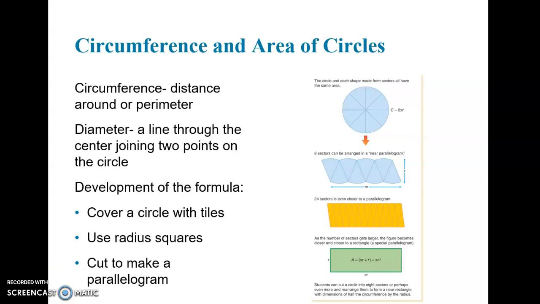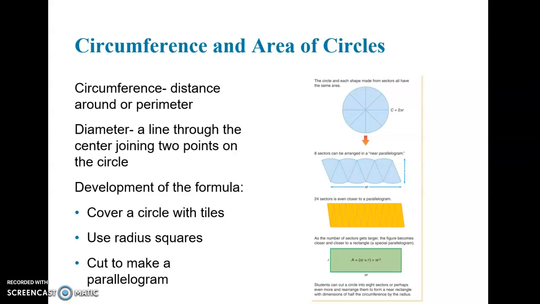Area of a circle, you can cover the circle with tiles. Place 1-inch square tiles on the circle and cut out the squares that can be glued on. You can use radius squares. You can draw a circle plus a radius. Set the radius as the unit. Use the radius unit to make squares. We will call them radius squares.